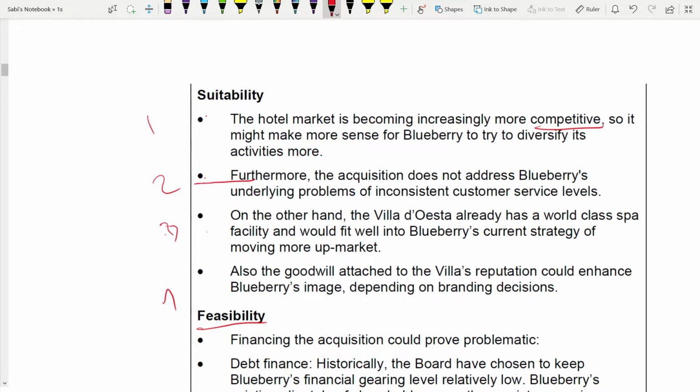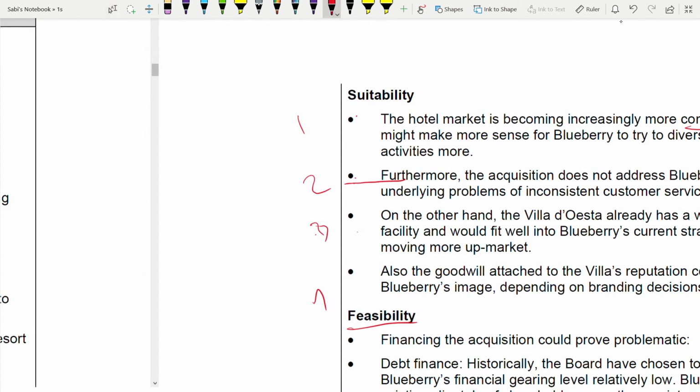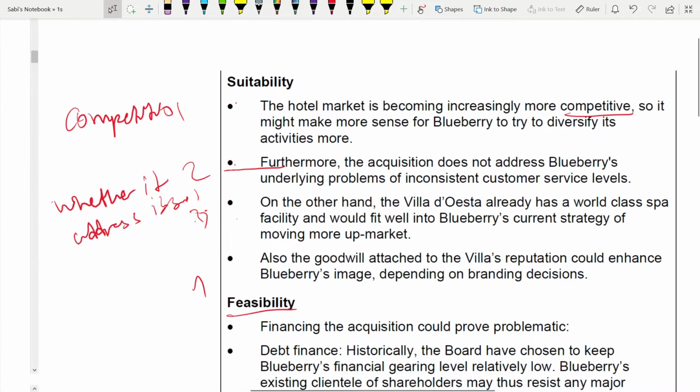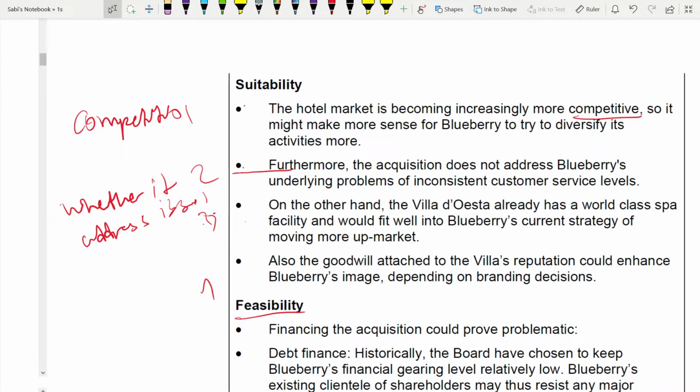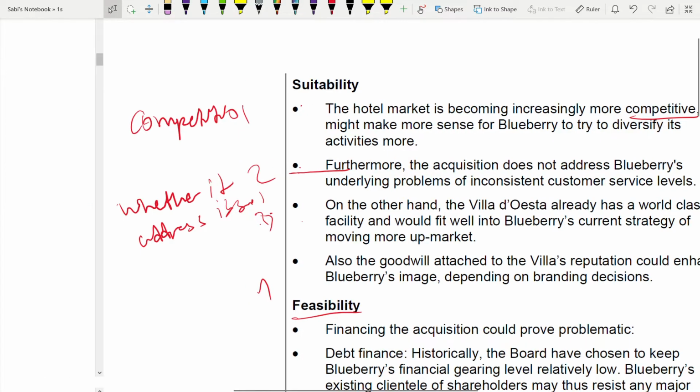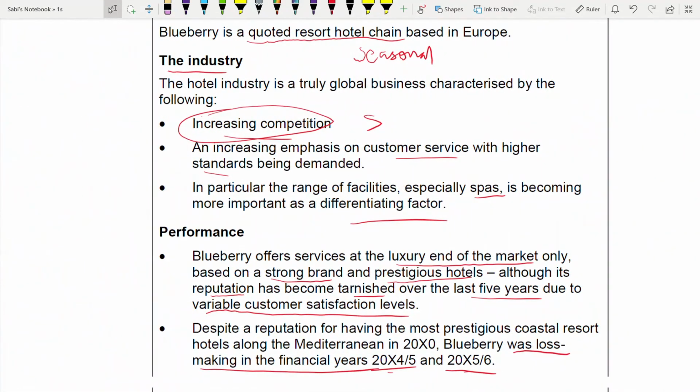Second, how it addresses or does not address the problem of the company. So first one is competition. Second is whether it addresses the issue of the company that they are facing or not before the acquisition. Third paragraph. Whatever resources or capabilities they have, just talk about how they can fit with their current strategy, whether it's a good fit or not, whether they are suitable or not.